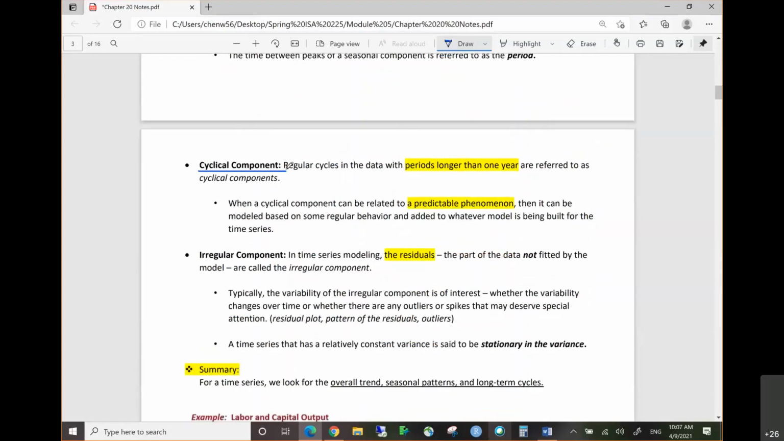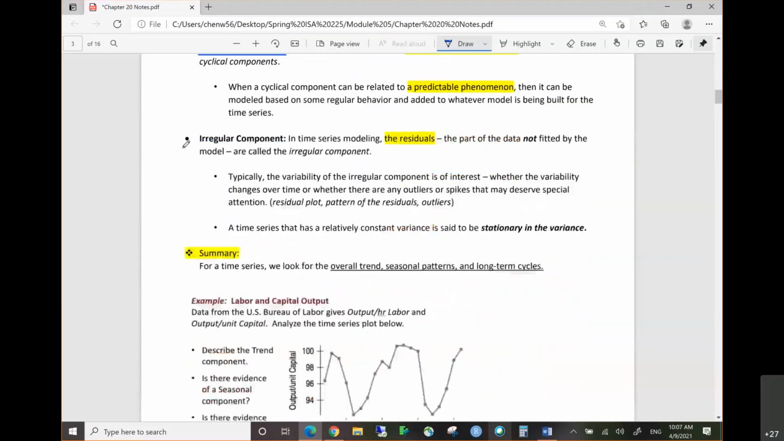Next, the cyclical component. We still look for a repeating pattern, but now it is a bigger pattern that repeats every 2 years, 5 years, so it is over 1 year. Then we say this time series has a cyclical component.